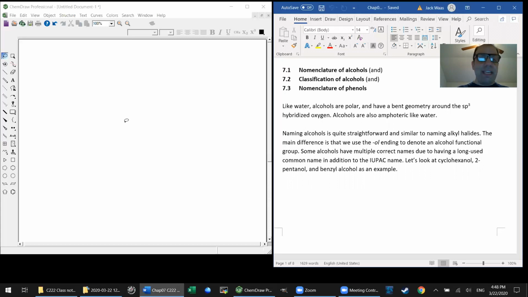So, basically, naming alcohols is pretty straightforward. For example, if we simply replace one of the hydrogens on cyclohexane with an OH group, well, then we'll have cyclohexanol. Pretty straightforward. Cyclohexane, cyclohexanol. It's the -ol ending that we use for alcohols. And of course, this compound is not chiral. There's a plane of symmetry running right through the middle of the molecule there.